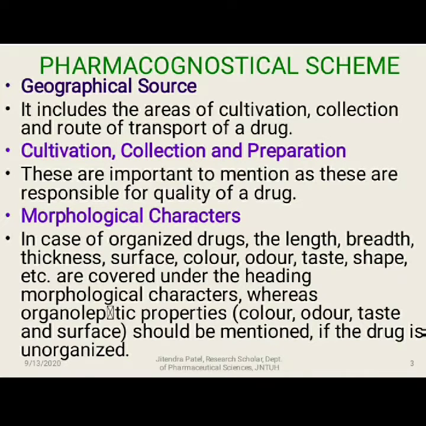So which location it belongs to, that we need to describe under the geographical source, which is the second point under the pharmacognostical scheme. Coming to the third point, cultivation, collection and preparation. These are important to mention as they are responsible for the quality of the drug, right? So what are the cultivation parameters?